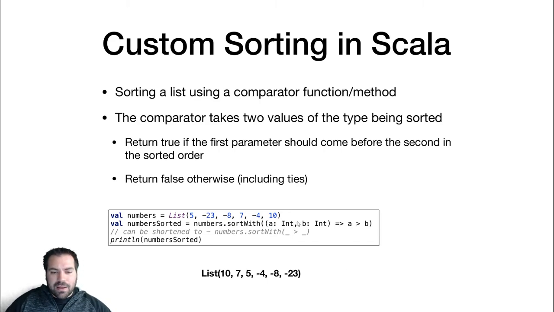So if it returns false, regardless of the order of the inputs, then I have equality, and the order in the final sorted order doesn't matter. It's a tie. It can be broken arbitrarily.